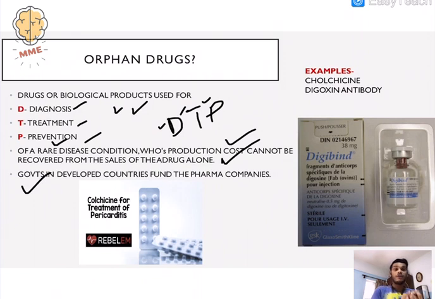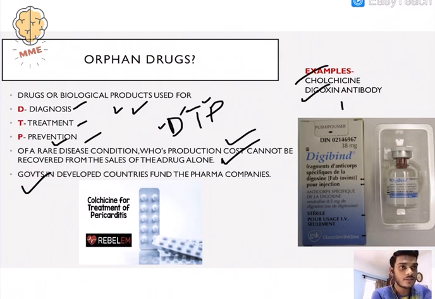So for example, if I or you or anyone else is unfortunate enough to get these rare diseases, we cannot dispose of them, right? We have to take care of them and we have to cure them. So these drugs take care of these rare disease conditions. And what are some examples? Some examples include colchicine and digoxin antibody.